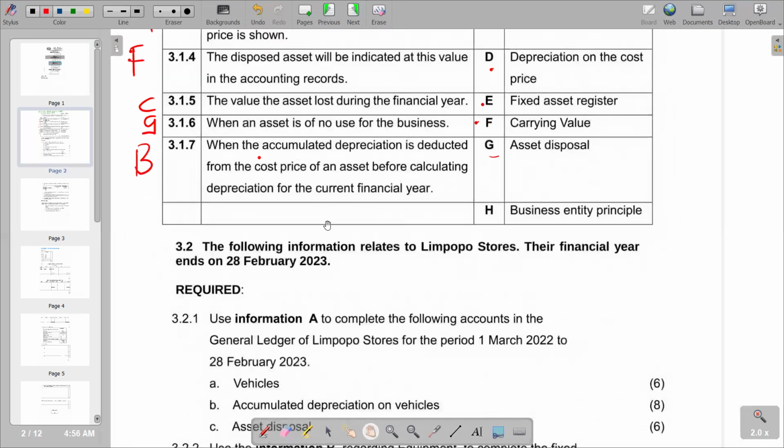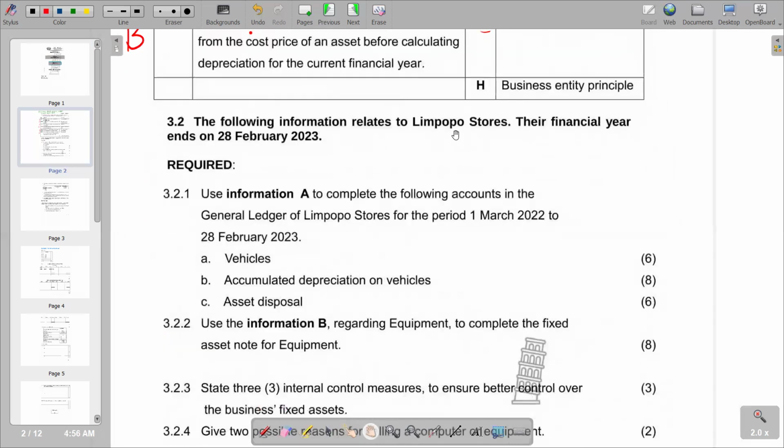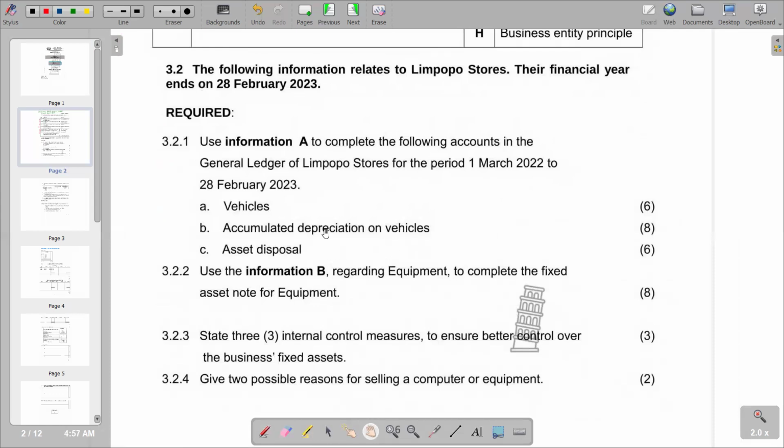Then 3.2 reads: the following information relates to Purpose Source. The financial year ends on 28 February 2023. For the required part 3.2.1, use information A to complete the following accounts in the general ledger of Purpose Source for the period 1 March 2022 to 28 February 2023. You are given part A, vehicles, part B, accumulated depreciation on vehicles, and part C, asset disposal.